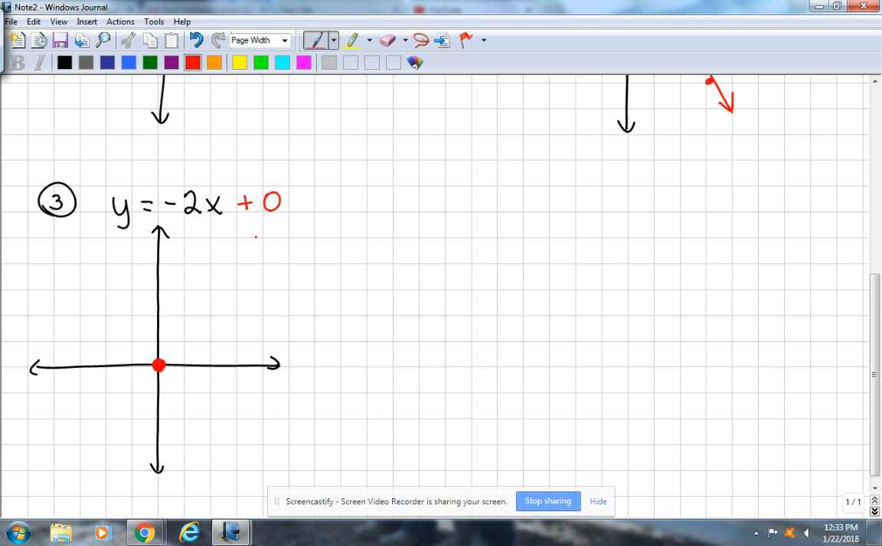And our slope, so we're going to go down 2, that's our rise, and we're going to run to the right 1 time. And you're going to connect it with a line. Mine's pretty crooked. It's a little better. And make sure you put arrows on your line always.